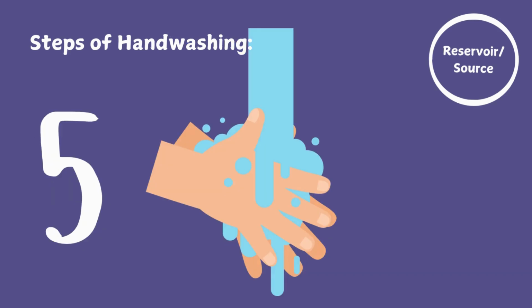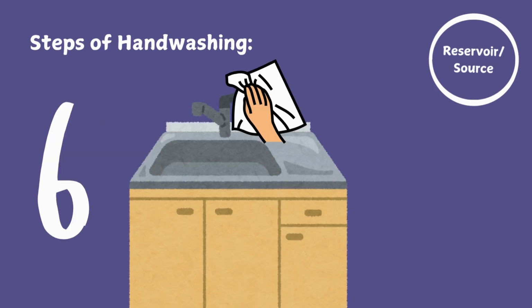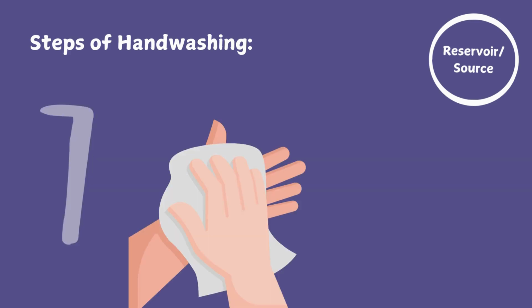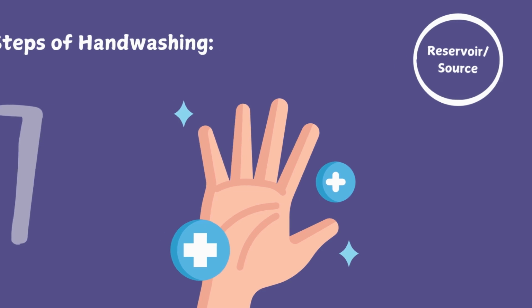5. Rinse your hands with your fingers pointing downward so the water flows from your wrists to your fingertips, carrying any debris down the sink. 6. Turn off the faucet by releasing the foot pedal or using a clean paper towel to avoid recontaminating your hands. 7. Dry your hands with a clean paper towel to ensure they are completely dry. Following these steps helps ensure your hands are free of microorganisms and ready to prevent the spread of infection.